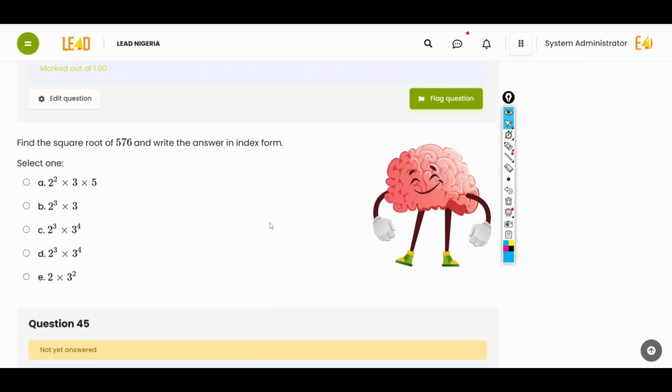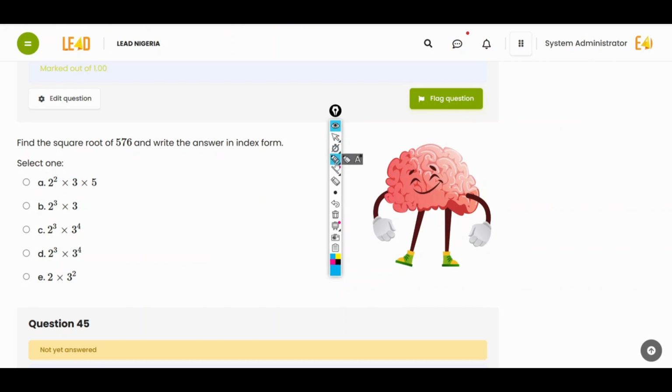Alright, find the square root of 576, giving your answer in index form. Okay, so let me do this here, 576. I can start with 2. We just prime factorize and then take them in pairs because it's square root, right? So this would give me 288. We can work with 2 again. This would give me 144. We can work with 2 again.